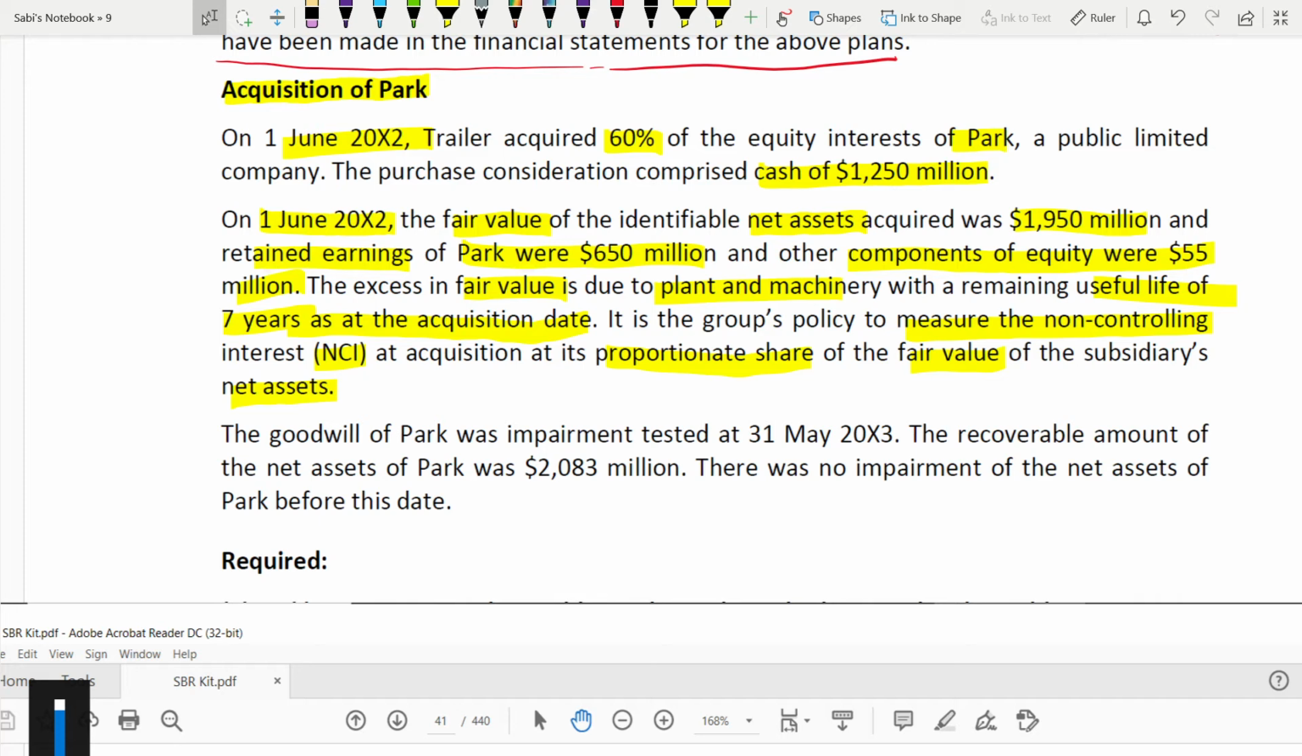Here, proportionate share. That means what is the percentage of NCI? 40%. Because they have acquired 60%, 40% is NCI. Out of the net assets of the subsidiary, 40% is for NCI. Okay, you have to calculate that way.